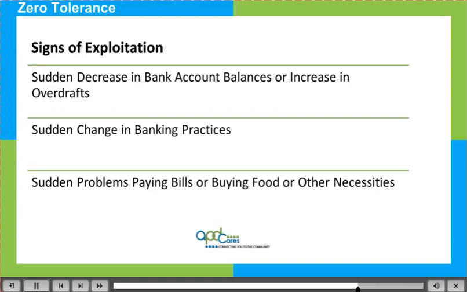Sudden decrease in bank account balances or increase in drafts. Sudden change in banking practices, such as making several large withdrawals from a bank account or ATM over a period of several days instead of one small withdrawal each week. Sudden problems paying bills or buying food or other necessities.